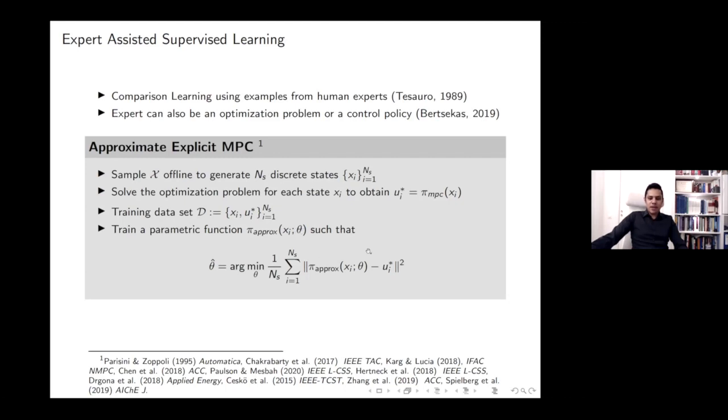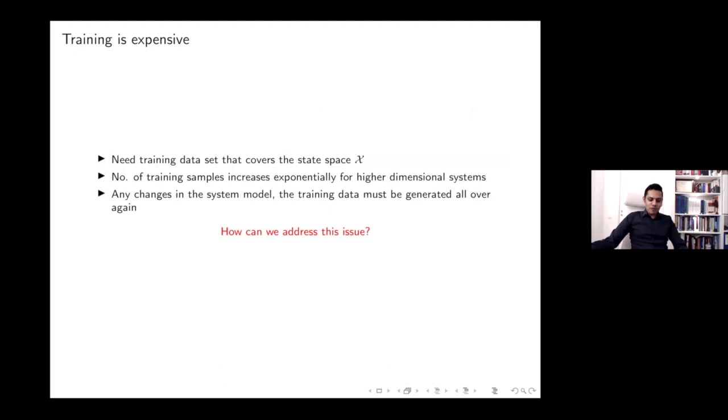Okay, and this is just a standard learning problem. And then once we have the approximate policy, we can then use this in place of the MPC function. So this is the standard approximate MPC framework, and there are several different variants of this that different people have been working on. I'm sure some of you have also been looking into these kinds of approaches, right? And one of the fundamental bottlenecks of this approach is that training is expensive.